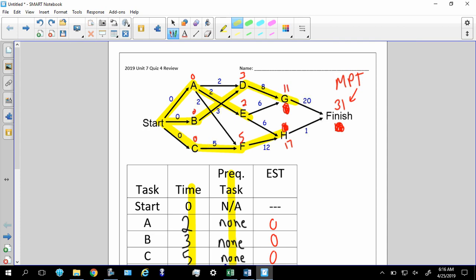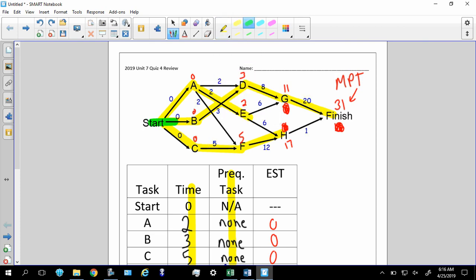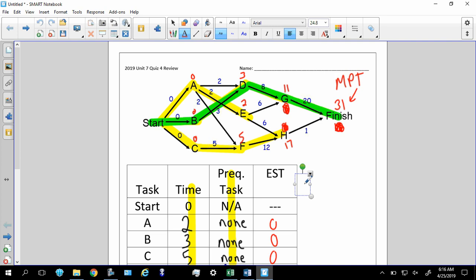And then lastly, the minimum project time. I'm going to highlight in green B, D, G, and finish. I'm just going to type that out right up here, not down at the very bottom: start, B, D, G, finish. And that's my critical path.